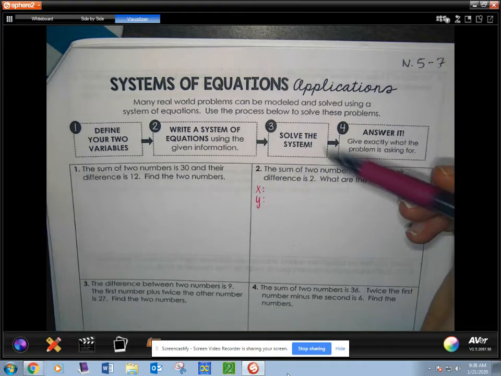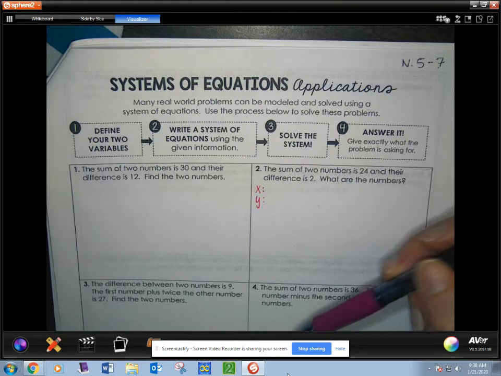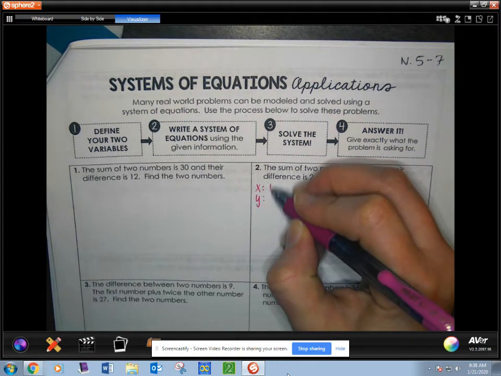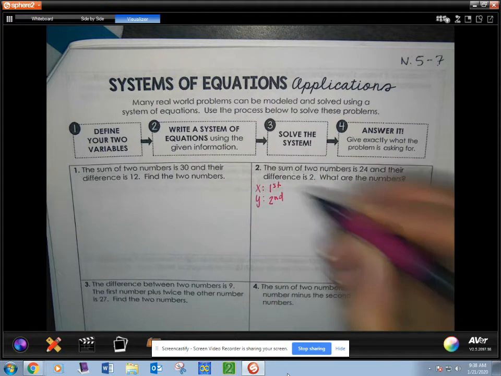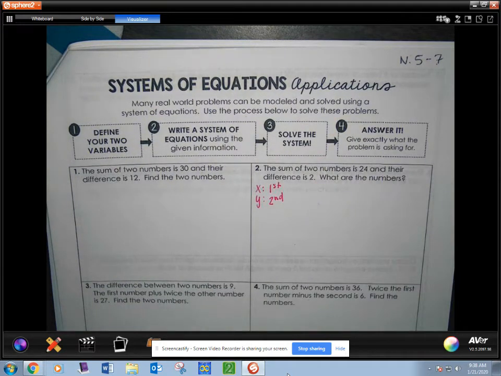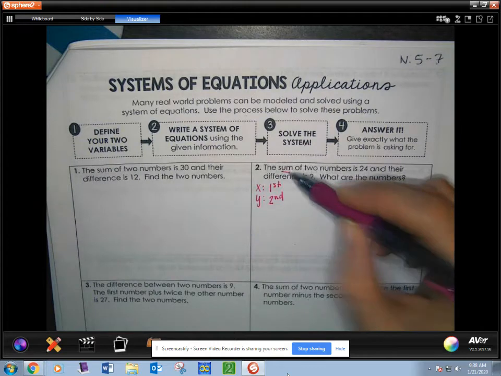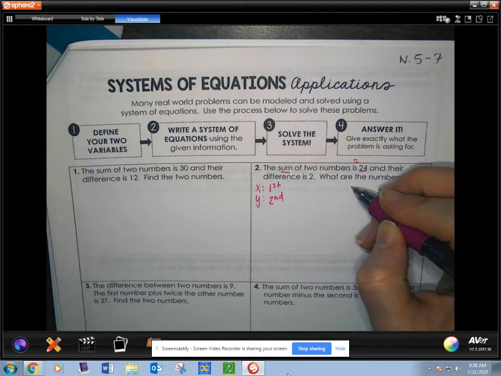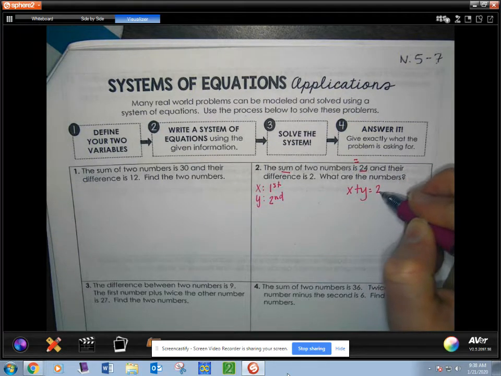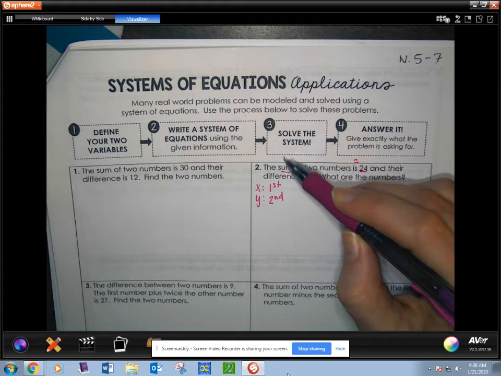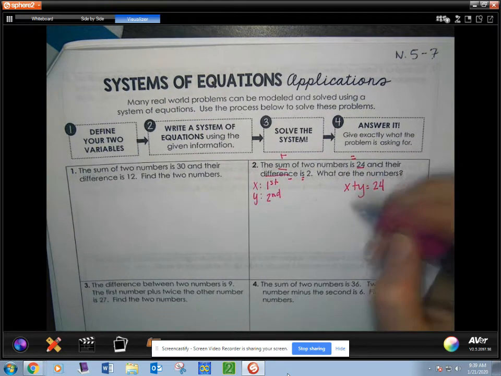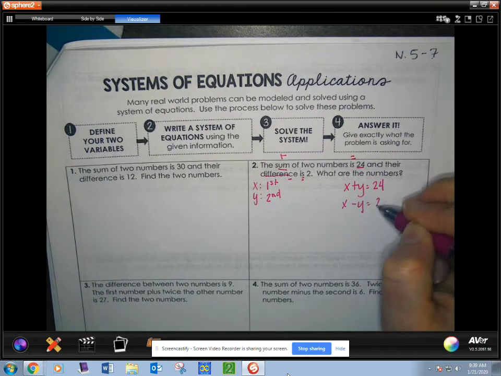Okay, so for the whole first page, they're going to be set up in this style. The sum of 2 numbers is 24, and their difference is 2. What are the numbers? Well, since you don't know what either number is, we're going to call x the first number and y the second number. And that's how you're going to set up all 6 problems on the front. Then it says the sum of the numbers is 24. Anytime you see is, that means equals. So we're going to take x plus y and set it equal to 24 because they said sum means plus. And then it says their difference, which means minus, is 2. So x minus y equals 2.